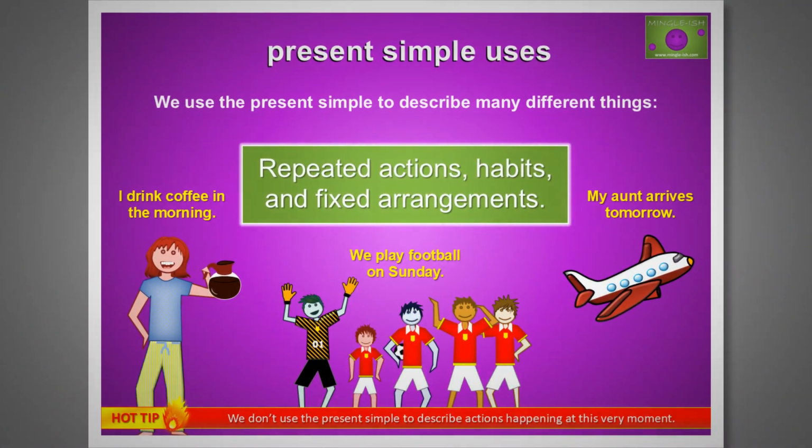We use the present simple for repeated actions, habits, and fixed arrangements. For example, I drink coffee in the morning. We play football on Sunday. My aunt arrives tomorrow.